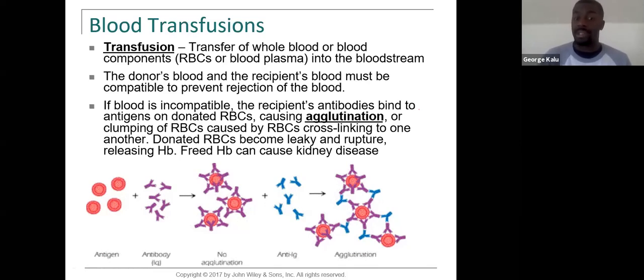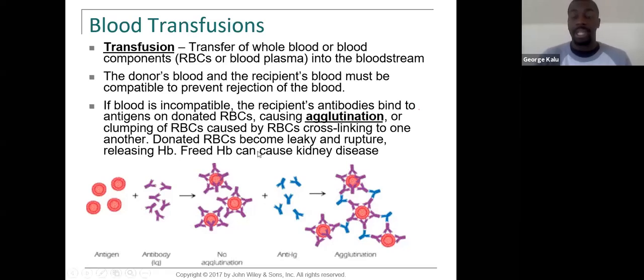When that happens, those red blood cells become very leaky, rupture, and release hemoglobin into the bloodstream. This is really bad because it can cause significant kidney disease. So you were trying to help someone by giving them blood, but because you gave them the wrong blood, you just added another layer to their condition by having them develop kidney disease from this freed hemoglobin.